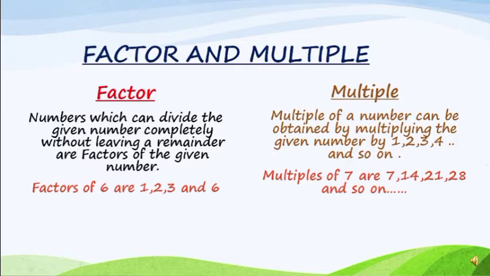If I take the number 7 and try to write the multiples of 7, I will first multiply 7 with 1. 7 into 1 becomes 7. So see, the first multiple of 7 is 7. 7 into 2, 7 twos are 14. So another multiple is 14. 7 threes are 21. Next, 7 fours are 28. Like this you will be multiplying with different numbers, and they are considered multiples. So this is the difference between factor and multiple.